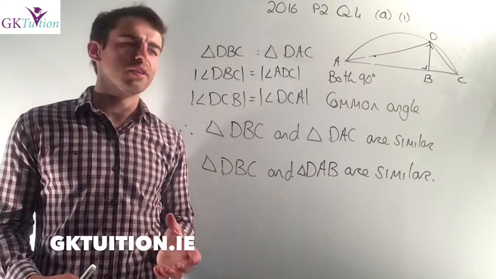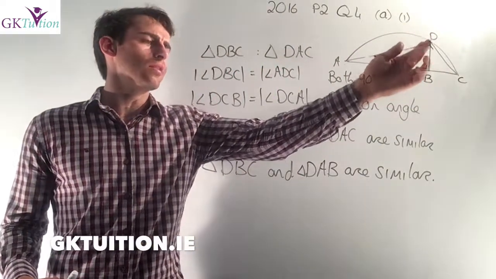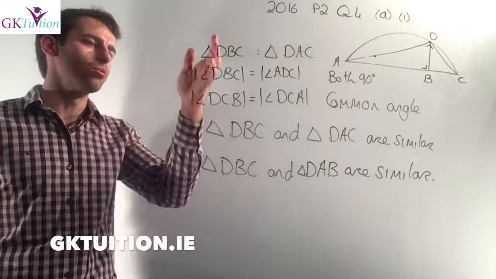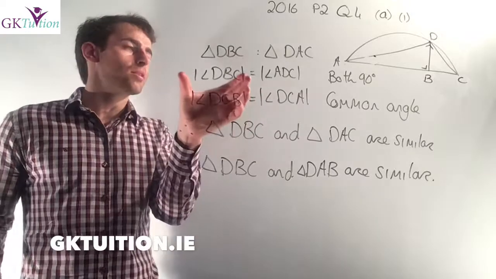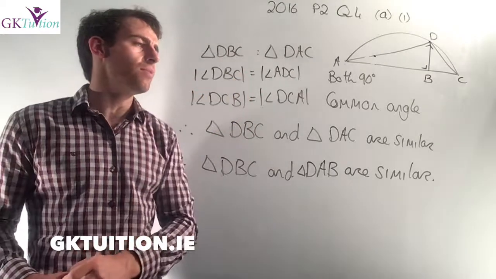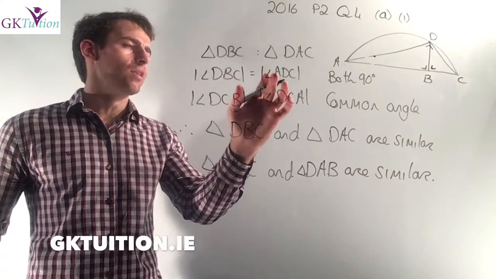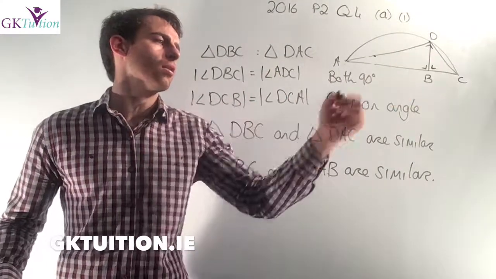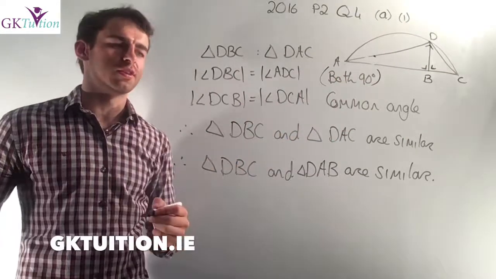Okay, so if we continue this question on, now I'm trying to prove that the triangle DBC and the triangle DAC are similar. So the one on the right and the big one. Pretty much identical to the previous part. I can say that the angle DBC, which is my right angle on this side, is equal to the angle ADC, which is my right angle standing on the diameter. My justification is that they're both 90 degrees.